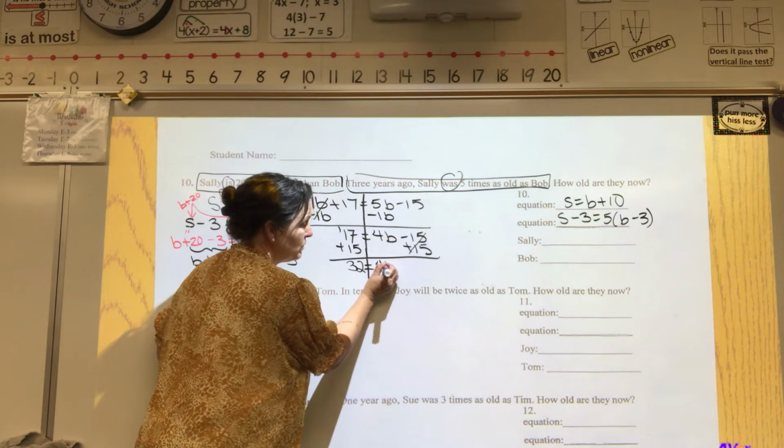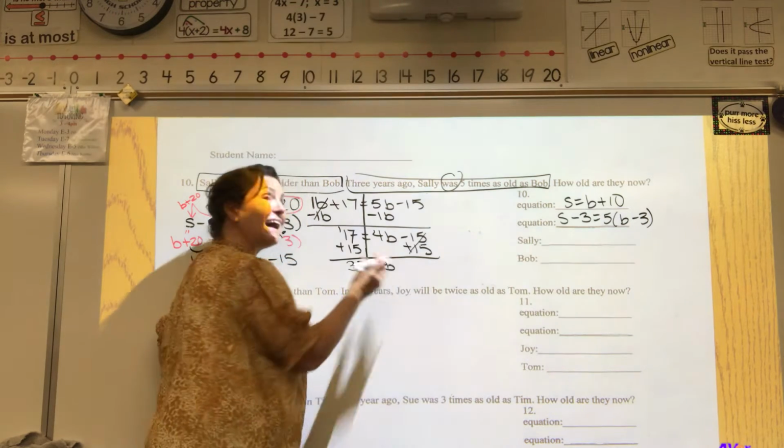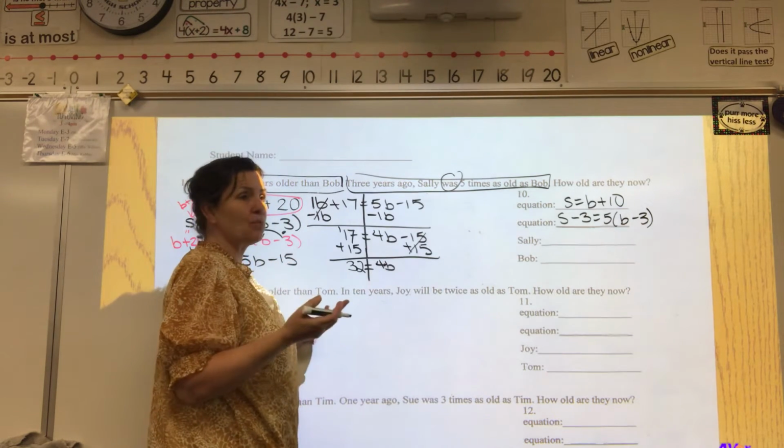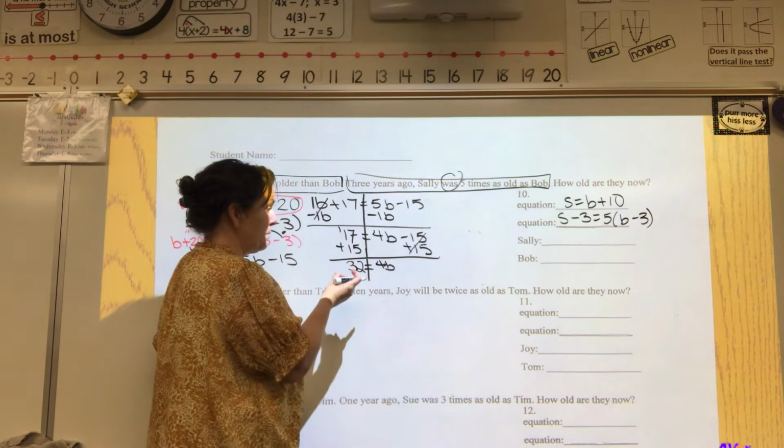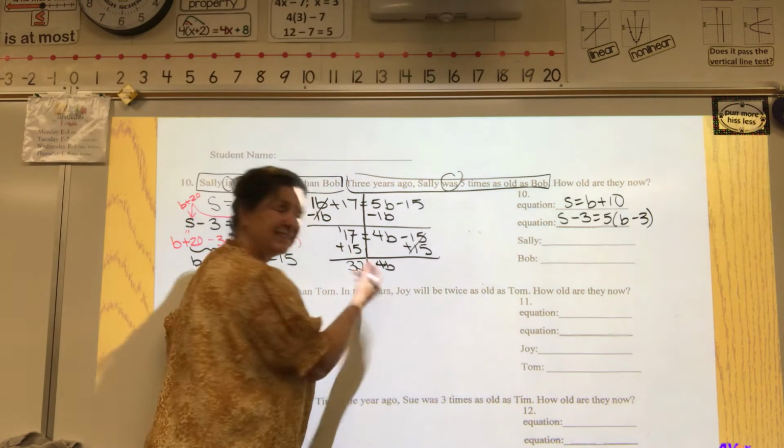I need to solve. So I need to get the variable isolated, which is just a fancy way of saying, hey, get that letter by itself, okay? So we're going to isolate the variable B. That means this Mr. 4, you got to go.